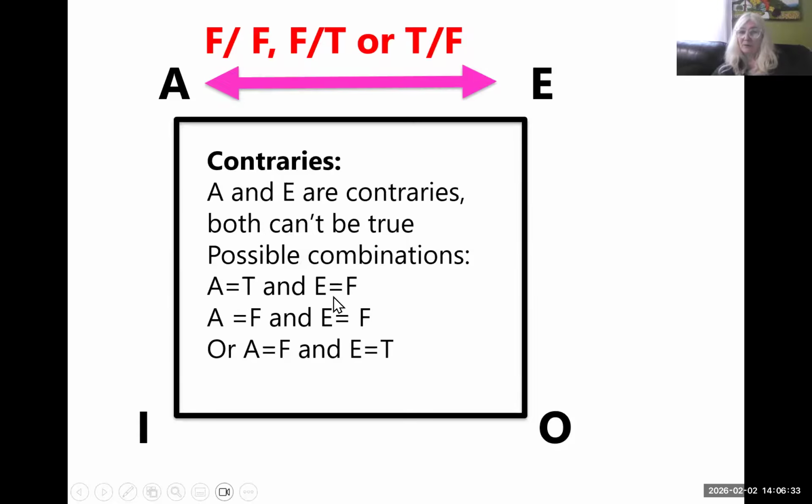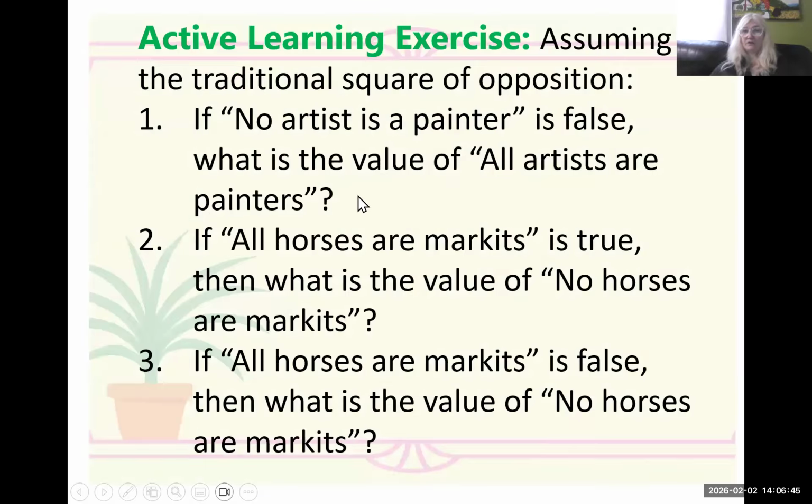So you can have this possible combination, true and false, or false and true only. So I want you to practice your inferences this way, using the traditional square of opposition. If "no artist is a painter" is false, what is the value of "all artists are painters"? If "all horses are markets" is true, then what is the value of "no horses are markets"? And finally, if "all horses are markets" is false, then what is the value of "no horses are markets"? So those are testing the contrary relation.